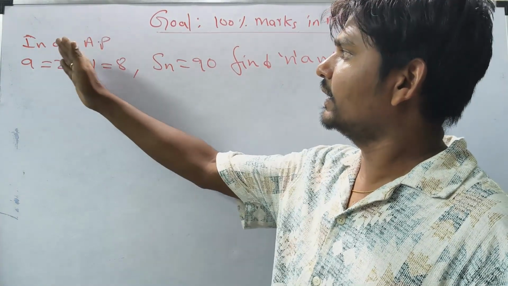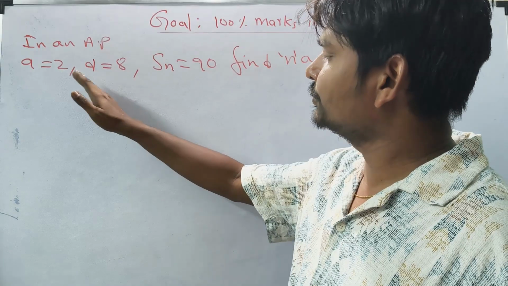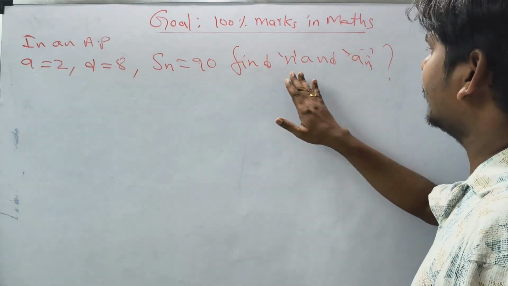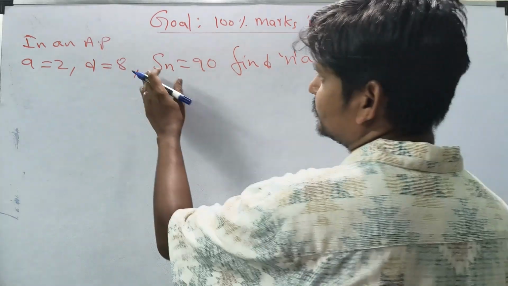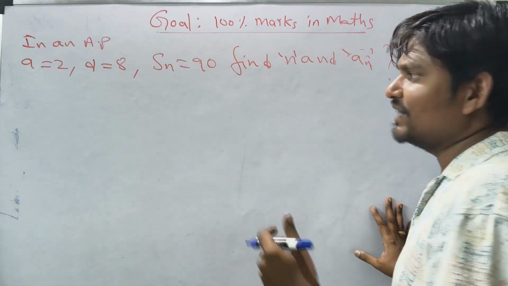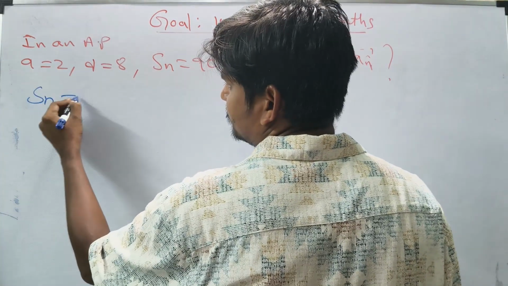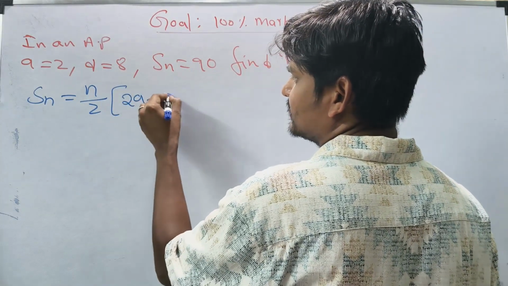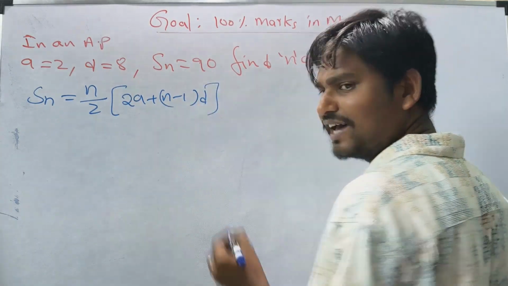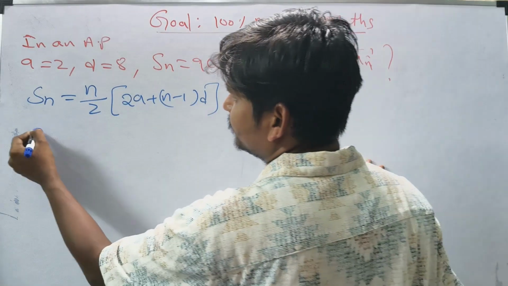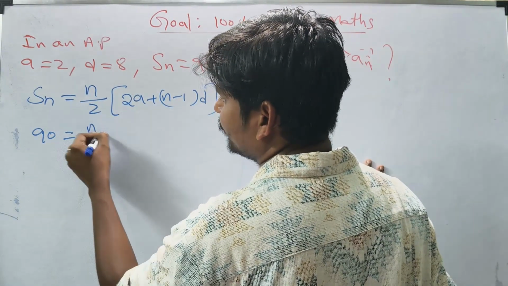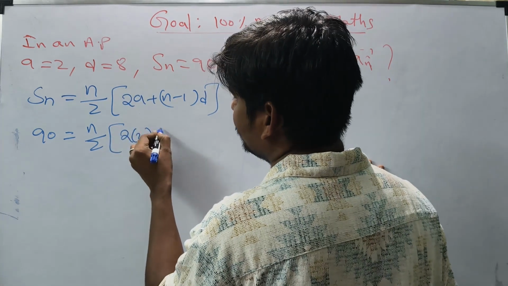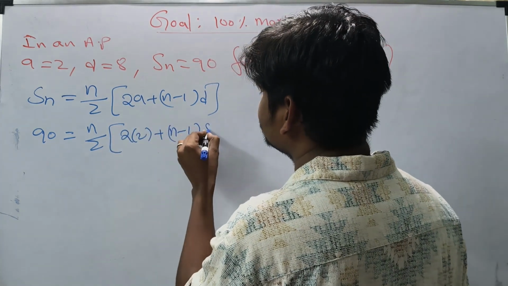In an AP, a is equal to 2, d is equal to 8, Sn is equal to 90. Find n and an. That is the question for you. Sn is nothing but the sum of n terms. Now from this sum of n terms, what is the formula? n by 2 into (2a plus (n minus 1) into d). Yes or no? From this substitute the values. 90 is equal to n, we don't know, n by 2 into, a is given 2, plus (n minus 1) into d, which is given 8.